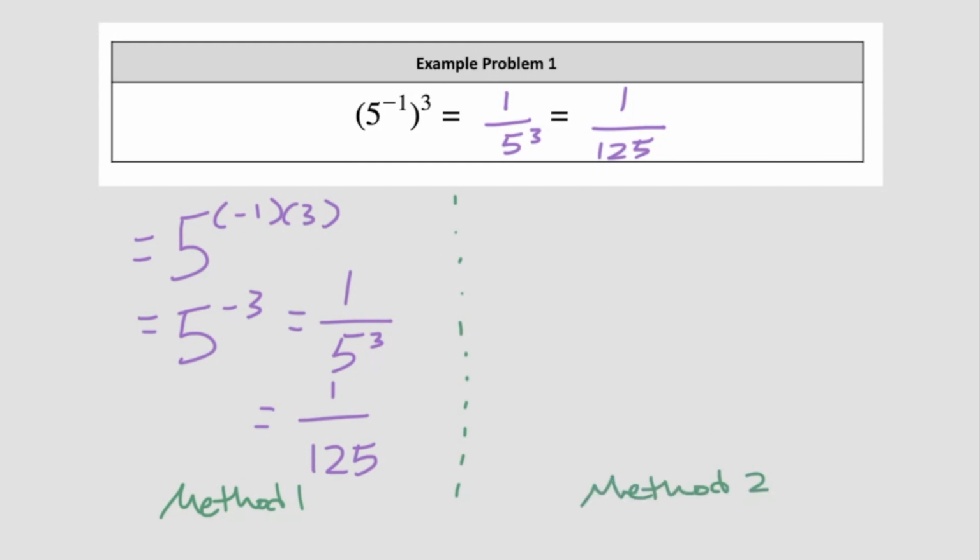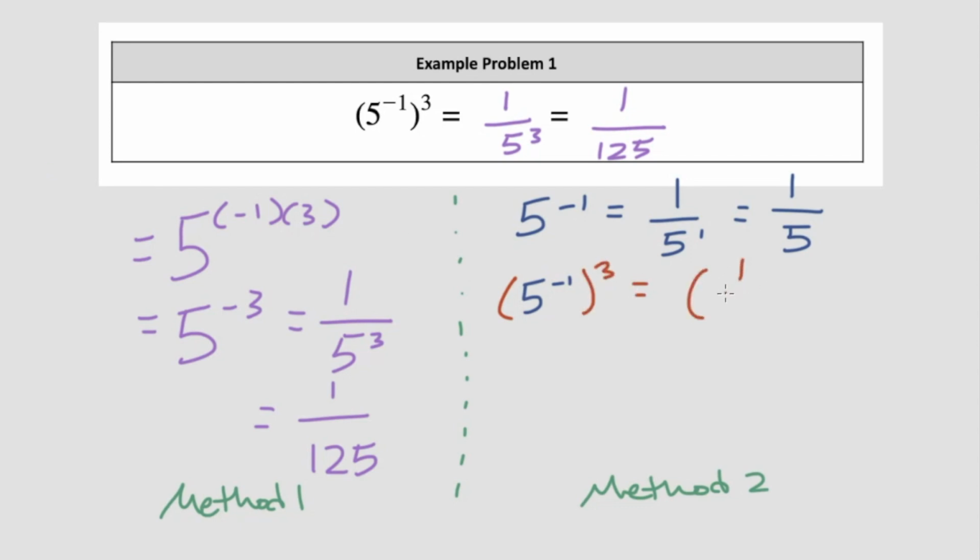So here I have 5 to the power of negative 1 inside the parentheses, right? Well, I know that 5 to the power of negative 1 is equal to 1 over 5 to the power of 1, which is simply equal to 1 over 5. So I'm going to write that in blue. I then take that blue 1 over 5 and put that into the original equation. Parentheses 5 to the power of minus 1, parentheses to the power of 3. That is equal to 1 over 5 to the power of 3.